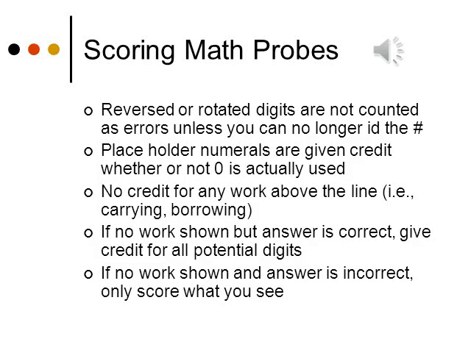In scoring, reversed or rotated digits are not incorrect. They're not recorded as errors unless you can no longer identify the number. You give credit for placeholders, whether or not they actually use a zero. There's no credit for any work above the answer line, so if there's carrying or borrowing, you can ignore any marks like that. If the student doesn't show their work but the answer is correct and you're scoring according to paying attention to critical steps or comparing to the model, then you would give credit for all those potential digits, assuming that the work would have all been correct. If no work is shown and the answer is incorrect, you can only score what you see.